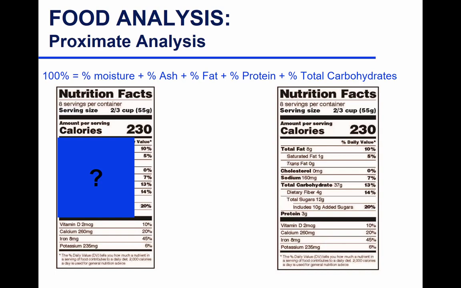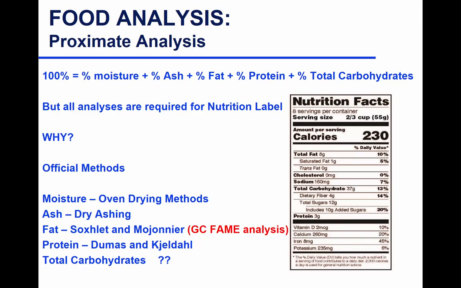So the total fat, the total protein, and the total carbohydrate. So we don't see ash, we don't see moisture content. But all analyses are required for the nutrition label. So to produce a nutrition label, as you will see as a capstone student, either this semester or next, you will be determining all of these components. Why do you think we need to analyze everything, although we only need to report three? Anybody has any idea, or those of you that are in capstone have any idea?